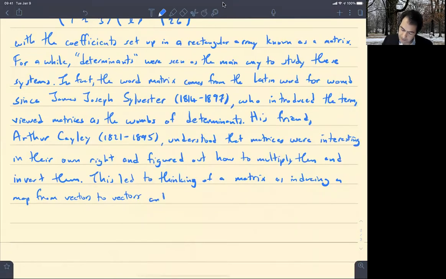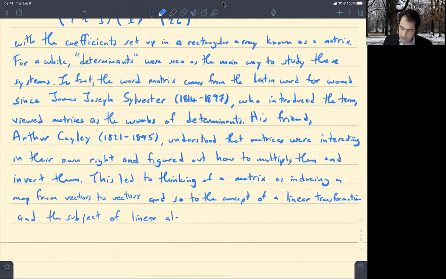And so to the concept of a linear transformation, and hence, the subject of linear algebra. So that's what the class will be about.